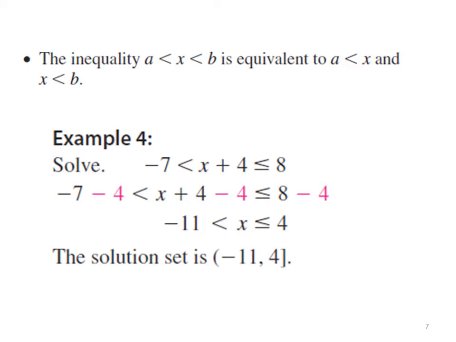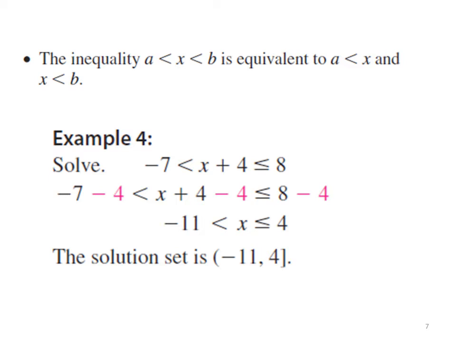This is less than or equal to the right hand side, 8 minus 4. So the only thing we did here is we subtracted 4 from each side. The left hand side now is -11. The 4 cancels with the -4, so we have x in the middle, less than or equal to 8 minus 4, which is just 4. So here is our solution set.